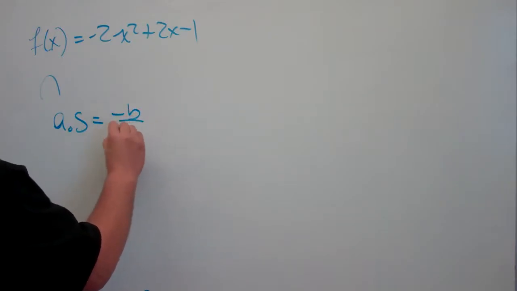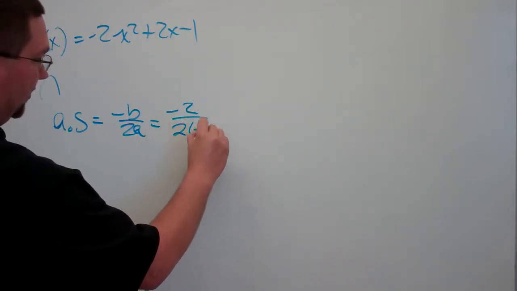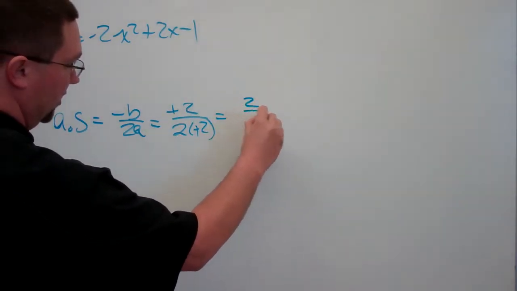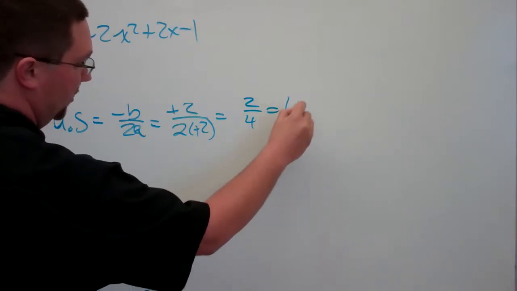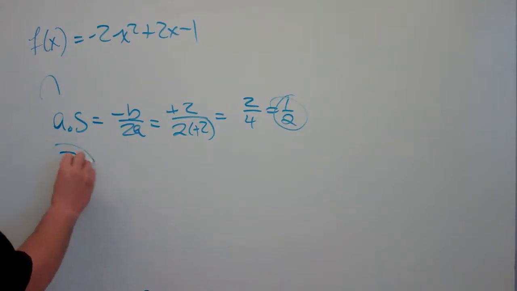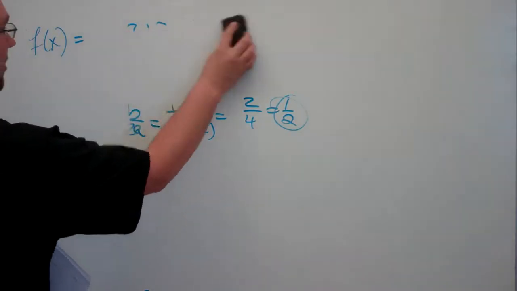Alright, -b over 2a. So it's -2 over 2 times -2, which is negative, negative, so it's positive, so it's 2 over 4, which is 1/2. So our axis of symmetry is 1/2. And letter B is the only one we have left with an axis of symmetry of 0.5. Alright, so that was number 5, letter B. Number 6 is the same type of problem again.